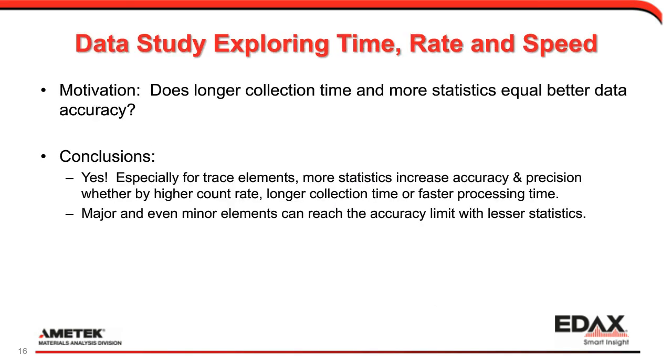So overall for this study, when we want to draw our conclusions about these three different variables of collection time, counts per second, and amp time, we say, does a longer collection time and more statistics equal better data accuracy? And the answer is yes. I will say that yes, and it's especially for trace elements. In this case, the longer collection time certainly gave us the data quality that we would need and expect for a trace amount, less than 1%.